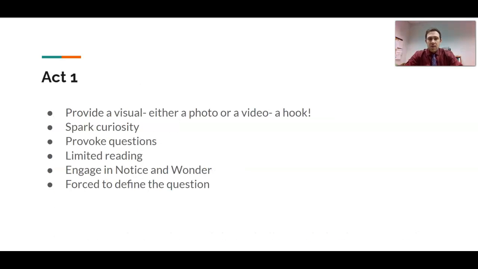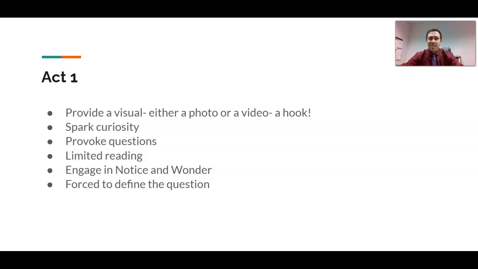Brief rundown. Act 1 is visual. It's a photo or a video. It's a hook, essentially. It sparks curiosity and provides an opportunity for students to ask some questions and wonder about what's going on. Good math teachers engage their students in this idea of notice and wonder talk. Notice and wonder talk is just a chance for the teacher to talk about what students are thinking and what they're wondering about when they're given a problem.